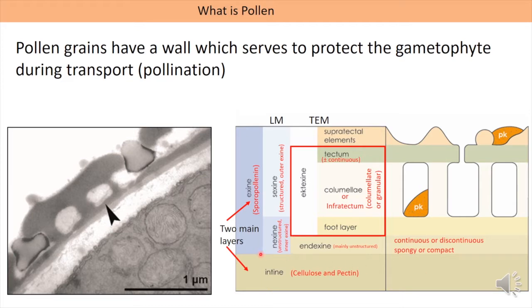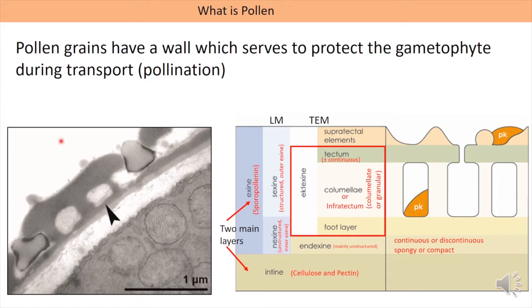The pollen wall is divided into two main layers. An inner layer called the intine that is composed of cellulose and pectin, and an outer layer called the exine composed of sporopollenin. Now, the inner layer, the intine, is easily dissolved and disintegrates, but the exine, composed of sporopollenin, is extremely resistant even to various different dissolvents.